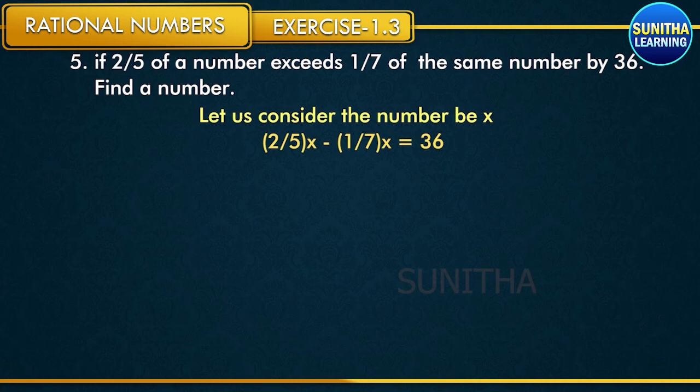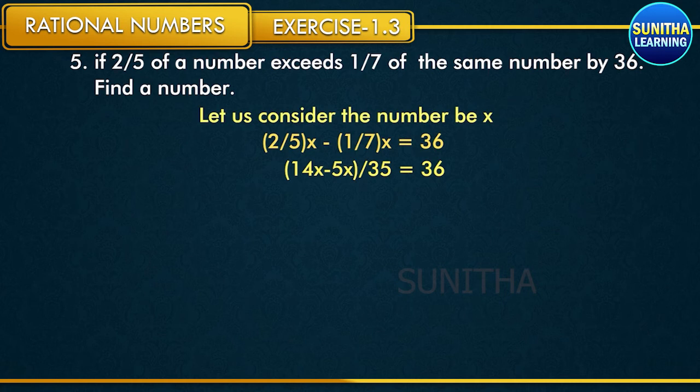Clear? Now do the LCM. There are two rational numbers, so just do the LCM. Yes, there are variable terms. Are they like terms or not? Yes, they are like terms, because x's power is 1, the degree of the first variable is 1, and 1 by 7 x is also 1. So we can do an LCM. So what is the LCM? 35. So 7 twos are 14, minus 5x, which is equal to 36.